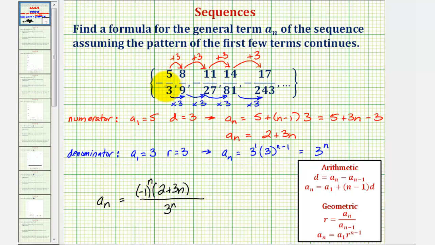Notice how the first, third, and fifth terms are negative, and the second and fourth terms are positive, and therefore negative 1 raised to the power of n would give us the correct sign. And therefore, this formula for a sub n would produce the given sequence.